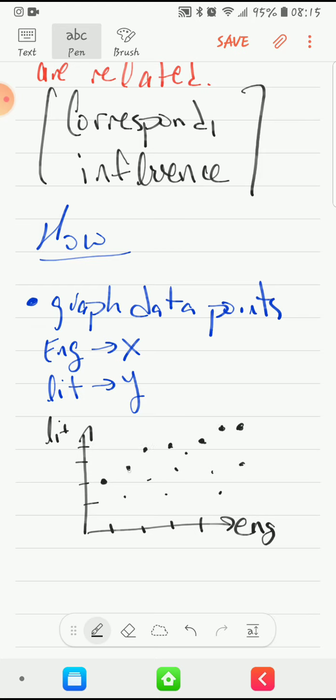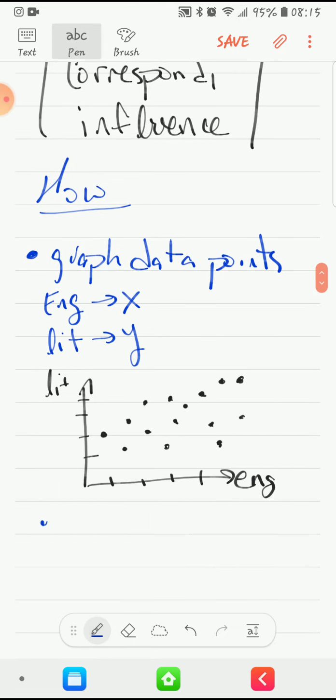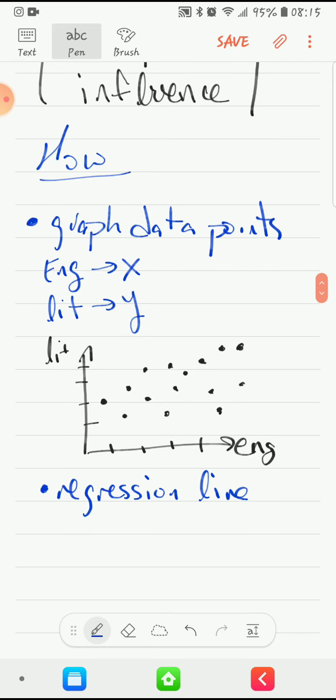Once you've gotten all these dots, you want to see the trend between them. You can look at it and start to see the trend. I've designed this so that they are roughly a positive trend. So first you graph it. Second thing you do is create a regression line. All the regression line is, is the trend. It's going to come in the form y equals mx plus b, where m is your slope and b is your y-intercept.